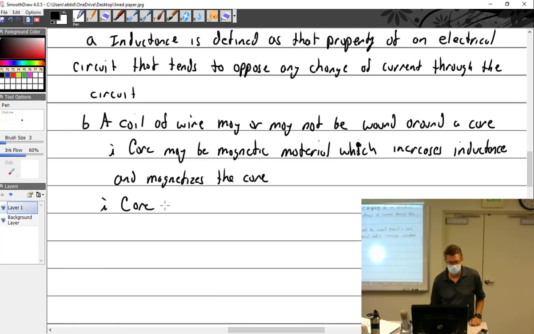So core may be non-magnetic. Air, some other type of insulator. And if you do that, it decreases the inductance.